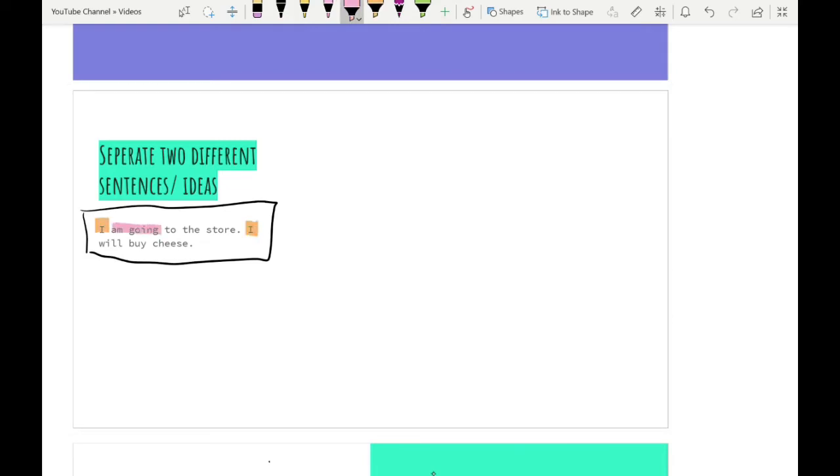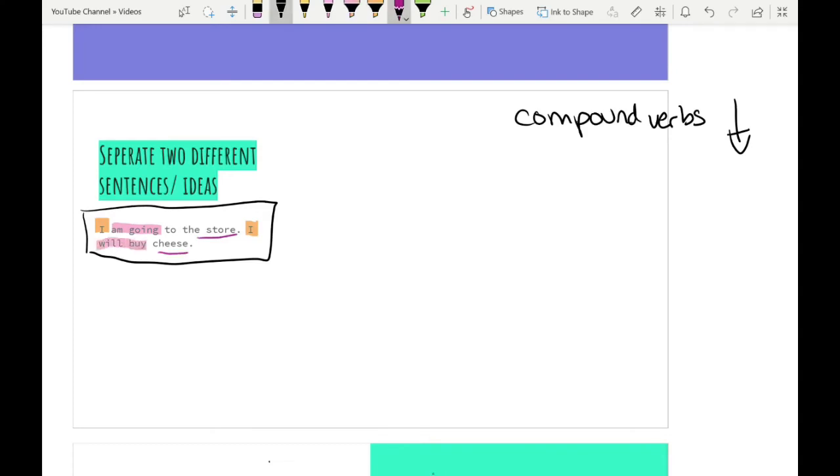Now this is a compound verb. Again, if you'd like to see more about compound verbs, let me know in the comment section below and I can make a video on that. But a compound verb is essentially going to have more than one word in the verb. So I am going. Where am I going? I'm going to the store. In the next one, I will buy. What will I buy? I will buy cheese.